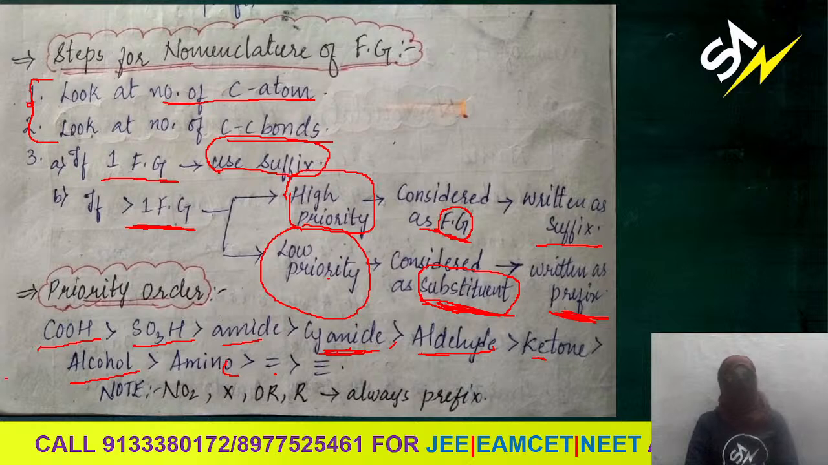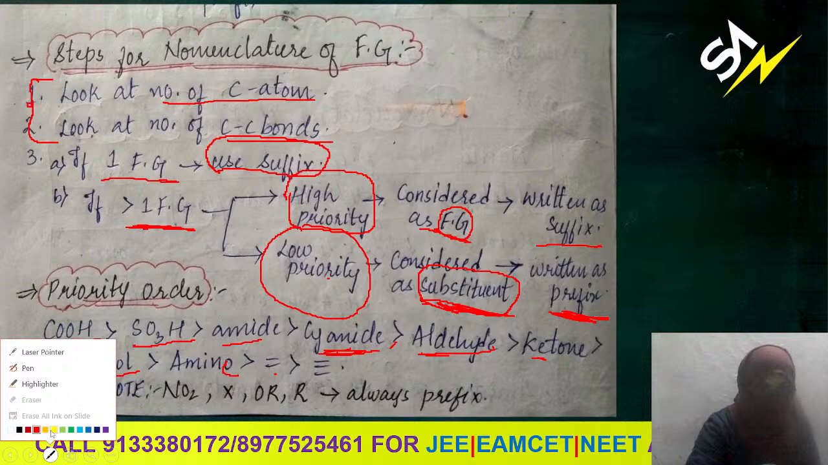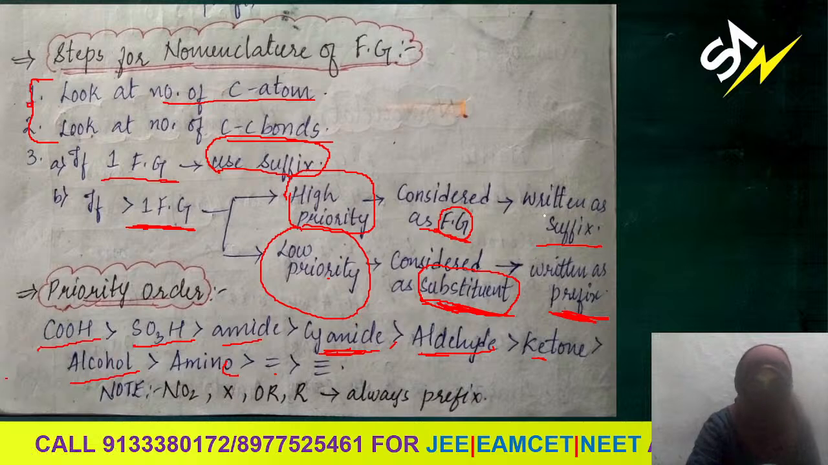That is, the higher priority group is considered the functional group and written as a suffix, and the lower priority group is considered a substituent or attachment and written as a prefix. I'm just giving a quick review of this because we have already discussed it. Those who have missed this, please watch the previous videos.